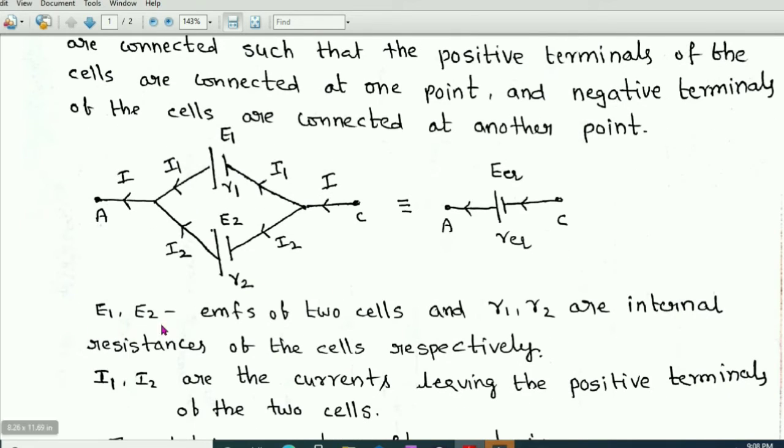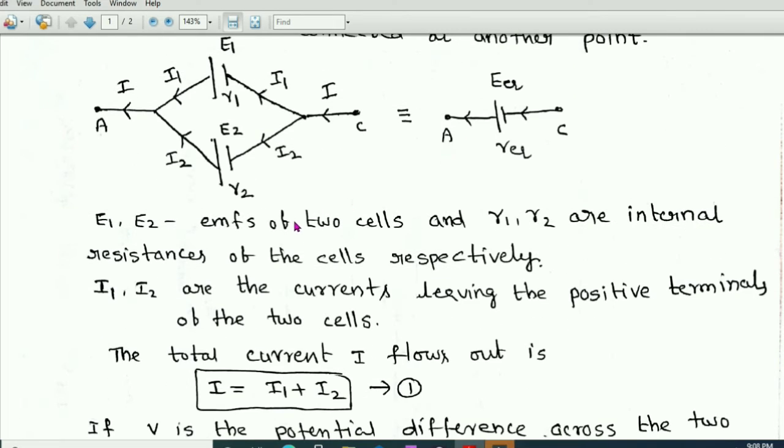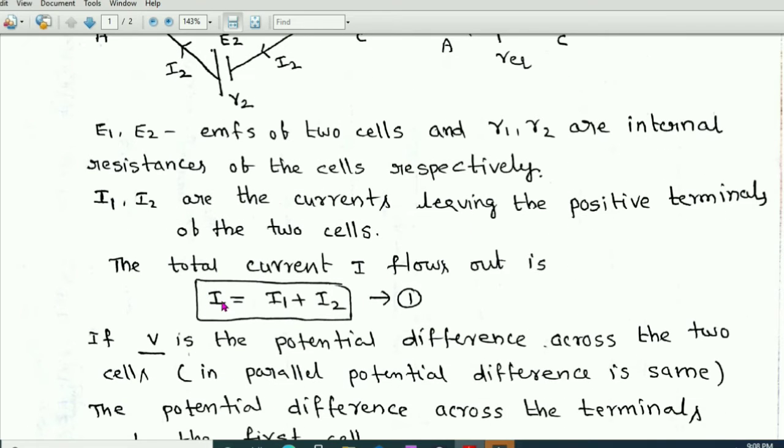Now here E1 and E2 are the EMFs of the two cells, R1 and R2 are the internal resistances of the cells, and I1 and I2 are the currents leaving the positive terminals of the cells. Here these are the positive terminals. Now according to the formula, the total current through the combination I is equal to I1 plus I2. Let it be equation number 1.